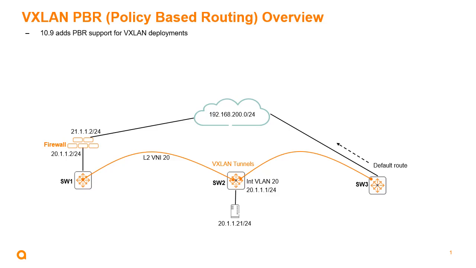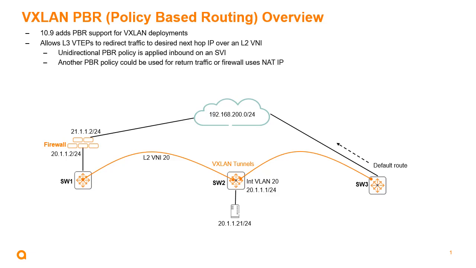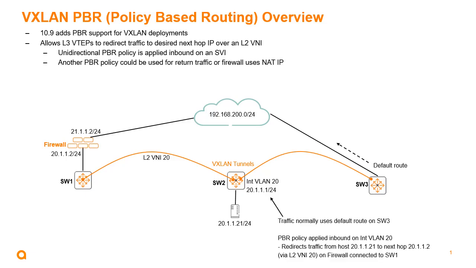If that host, the 1.21 host, tries to send traffic, it will normally be routed towards the default route on the right. Let's say you wanted to change the next hop. Instead of using the right path, I want to use the left path towards the firewall. That's possible with policy-based routing. You want to override the default route. So you apply an inbound policy on interface VLAN 20, specifying the next hop of the firewall, which is 1.2.